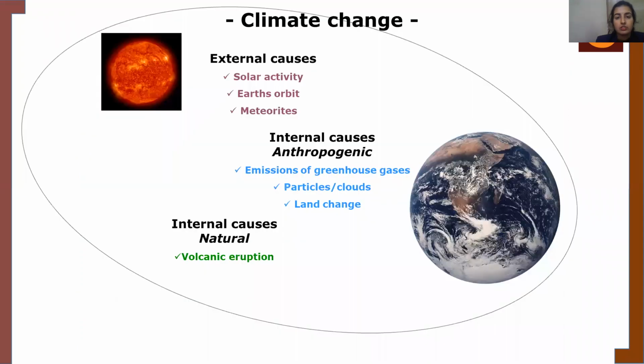Now, climate change is influenced by external factors, anthropogenic factors, as well as natural causes. External factors include solar activity, Earth's orbit, and meteorites. Human activities include emission of greenhouse gases, pesticides, and land changes, and the natural causes include volcanic eruption.